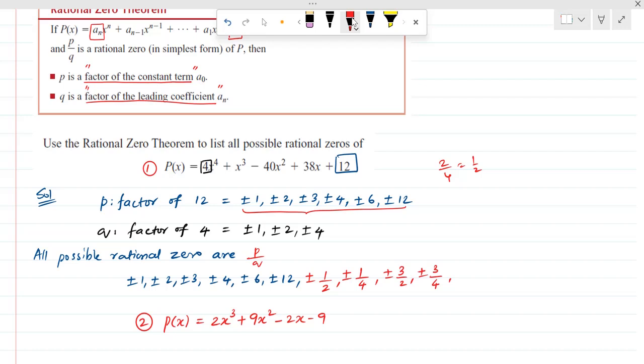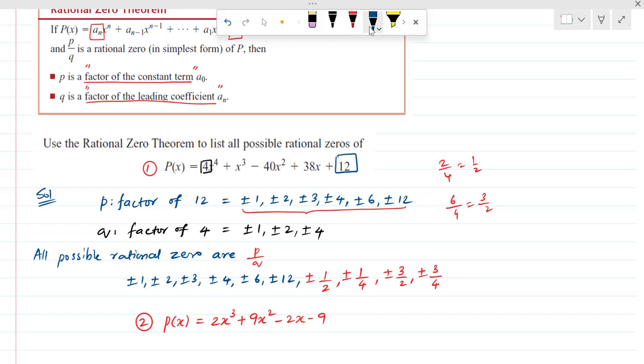Now 4 over 1 is 4. 4 over 2 is 2. 4 over 4 is 1. 6 over 1 is 6. 6 over 2 is 3. 6 over 4 can be simplified to 3 over 2, which is already there. 12 over 1 is 12, 12 over 2 is 6, and 12 over 4 is 3. So this is the list of possible zeros.